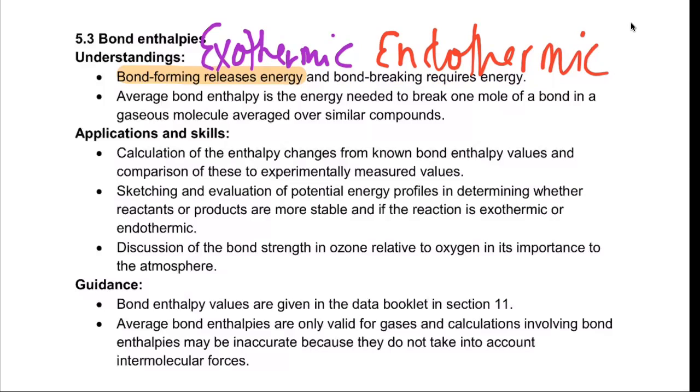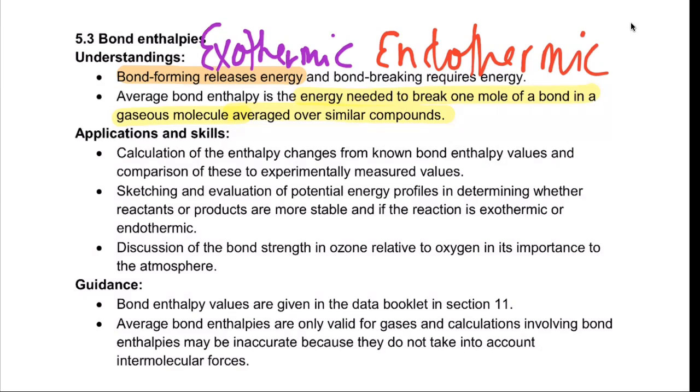Okay. And then the definition that they use on here is average bond enthalpy. An average bond enthalpy is the energy needed to break 1 mole of a bond in a gaseous molecule, and it's averaged over similar compounds. So you need to know that definition because that's one of those key definitions they may ask you about, and it needs to be specific. You need to mention that it's the energy needed to break 1 mole of a bond, and it's in a gaseous molecule. It has to specifically have that 1 mole and the gaseous molecule. And it also has to have this part about averaged over similar compounds.